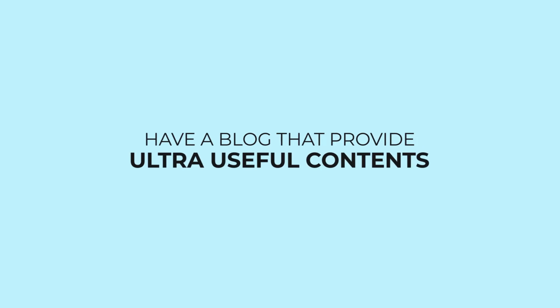The fifth tip I have for you on how to create an engagement on your website is to have a blog that provides ultra useful content. Now, having a blog that provides ultra useful content is a good way to engage your website visitors, because the purpose of the blog is to write things or post things that is going to help your website visitors know how to use your product or services, and also give them useful ideas on your product or services. It is very important to have a blog for your website.